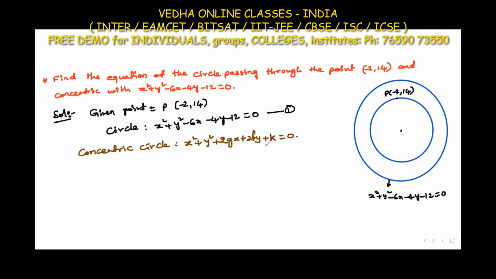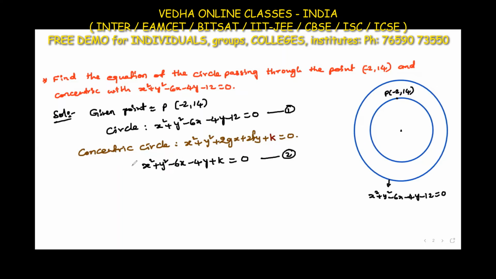Remaining everything is the same. Why? Because there is no change in the x square and y square coefficients, and no change in the x and y coefficients either, since that is only the center value. There is no change in the center, that's why there is no change in the x coefficient and y coefficient. Only the difference is the radius, that's why we have a change in the constant value. Now if we substitute the values, the concentric circle for equation 1 is x square plus y square minus 6x minus 4y, no change in this, and the constant only different, plus k equal to 0.